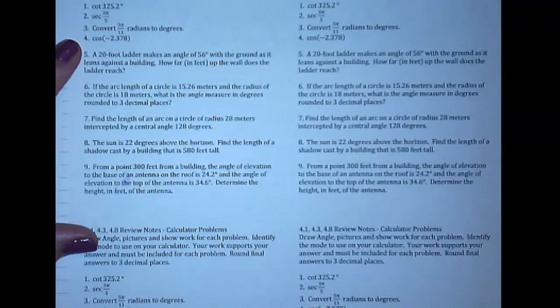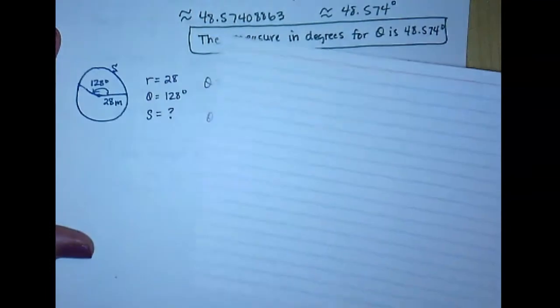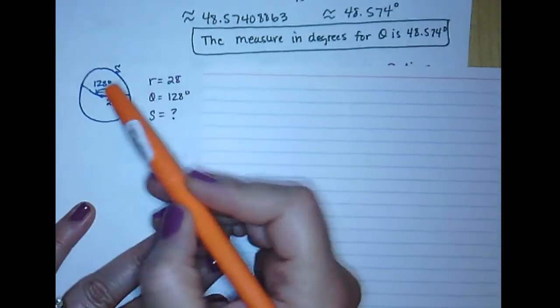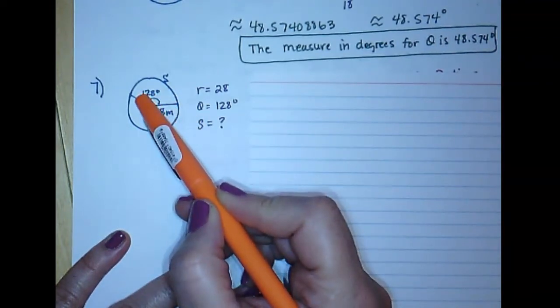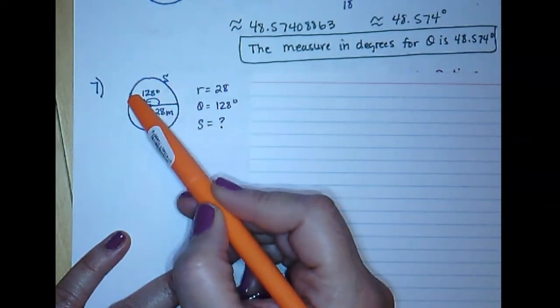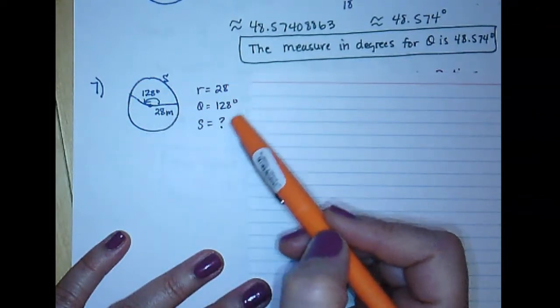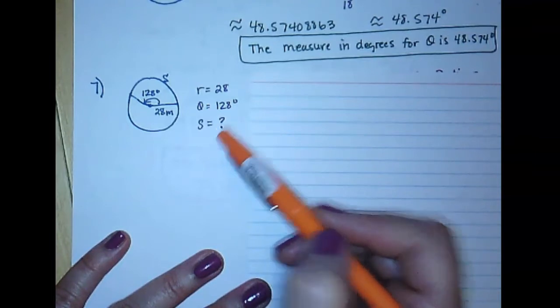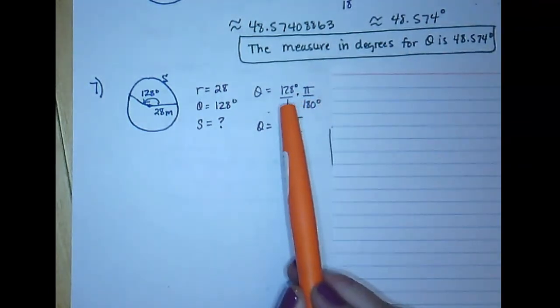All right, number 7. Find the length of an arc of a circle of radius 28 meters, intercepted by a central angle of 128 degrees. So the first thing, again, we would do would be to draw the picture. We have our circle. We have the radius of 28. We know that it's going to be opening this way as a positive angle, and that's 128 degrees. What we don't know is the length of the arc right there. So that's the givens that we have. Then we're going to change our angle to radians so that we can use our formulas.